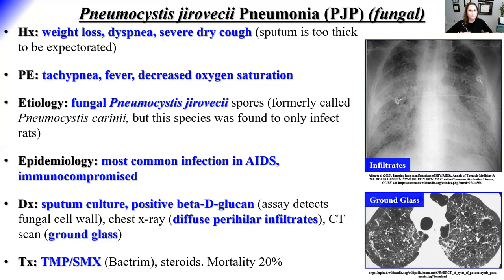The treatment of choice for this, and a common exam question on this one, is going to be Bactrim. Steroids can also be used to promote lung function. And the mortality rate, because it's in an AIDS patient, is about 20% on this disease.